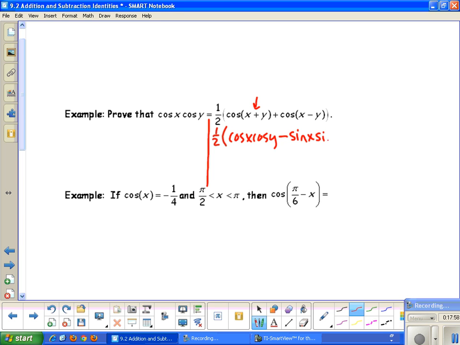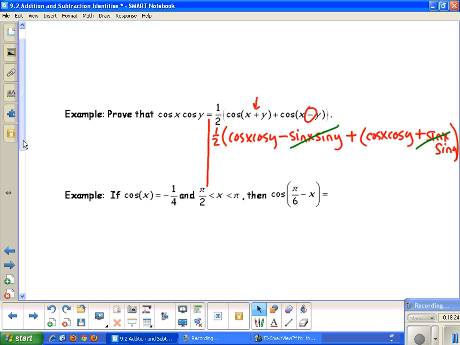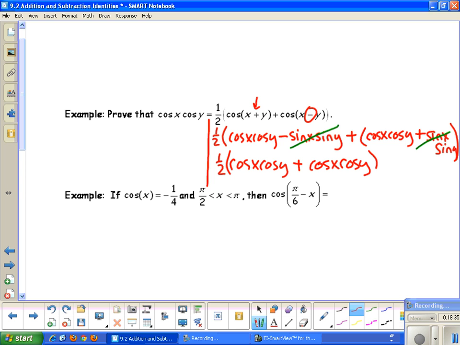sine x sine y, and then we have plus, and then again the cosine identity for subtraction, cosine x cosine y, and if this is minus, this is plus, sine x sine y. Now if I simplify that, notice I have negative sine x sine y plus sine x sine y, so that cancels out, and I'm left with 1/2 cosine x cosine y plus cosine x cosine y, and those two are like terms, so I have two of them.